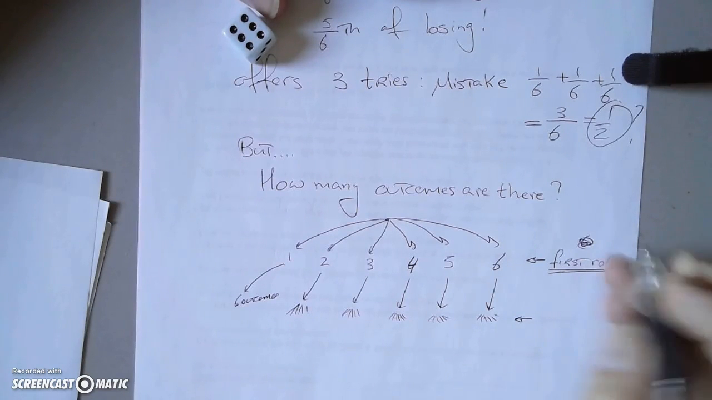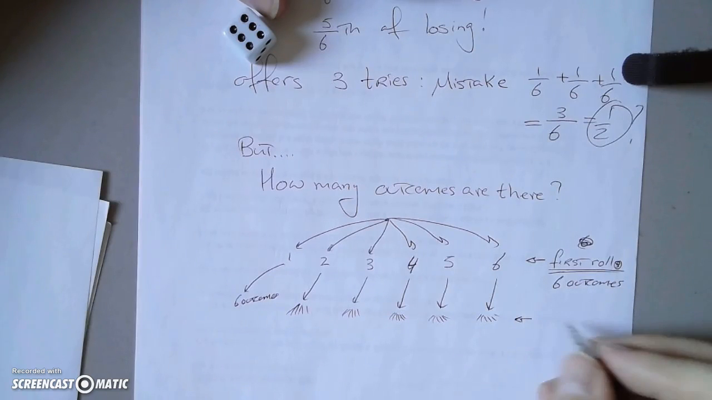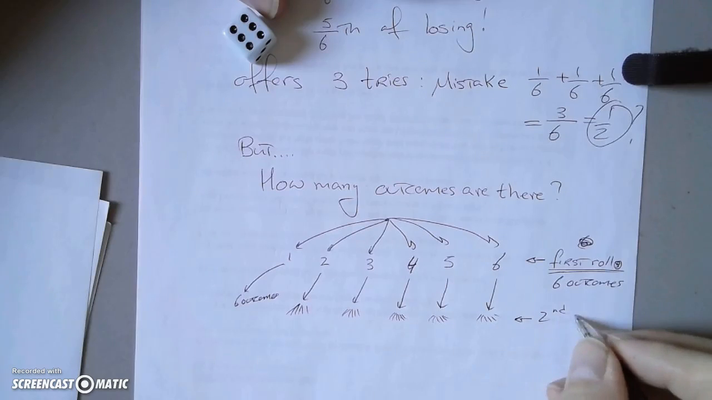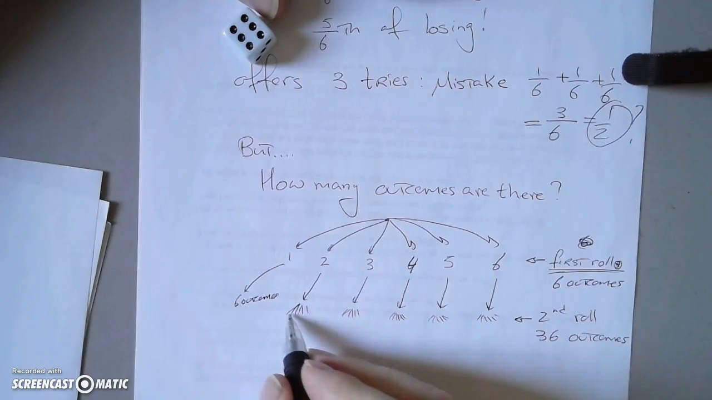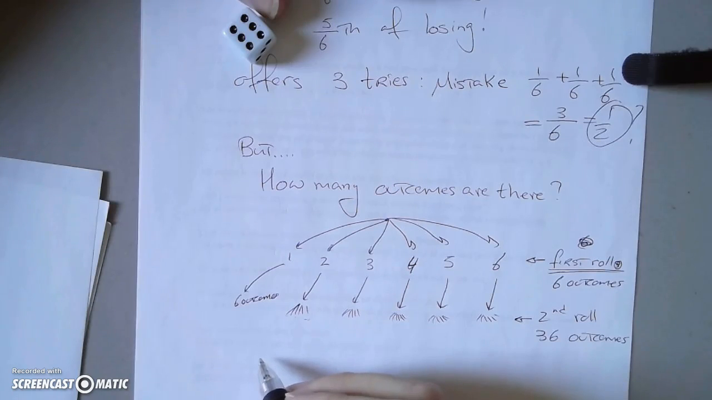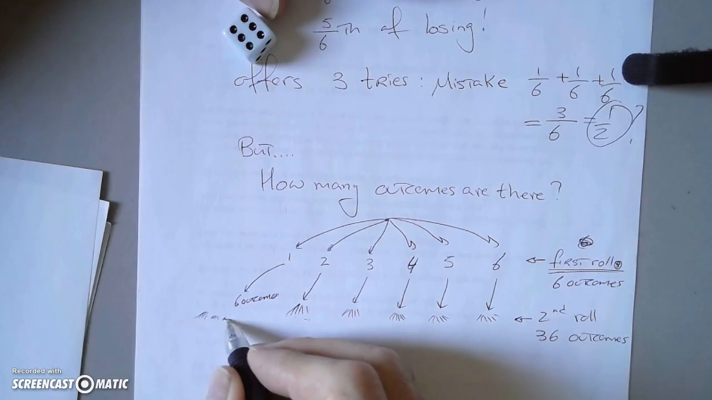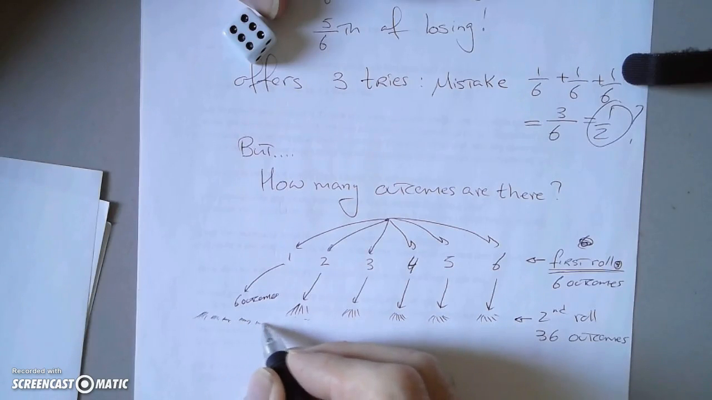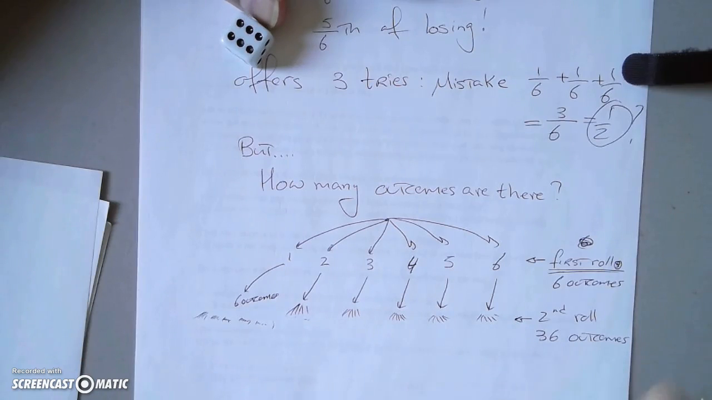So how about this? First roll, 6 outcomes. Second roll, 36 outcomes. But every one of those outcomes has 6 more possibilities for the third roll: 1, 2, 3, 4, 5, 6. You know, you get the point. 6 for every little branch there.